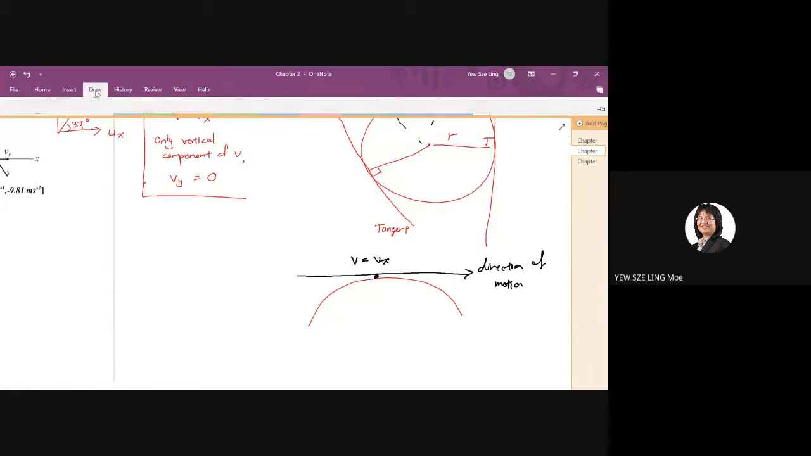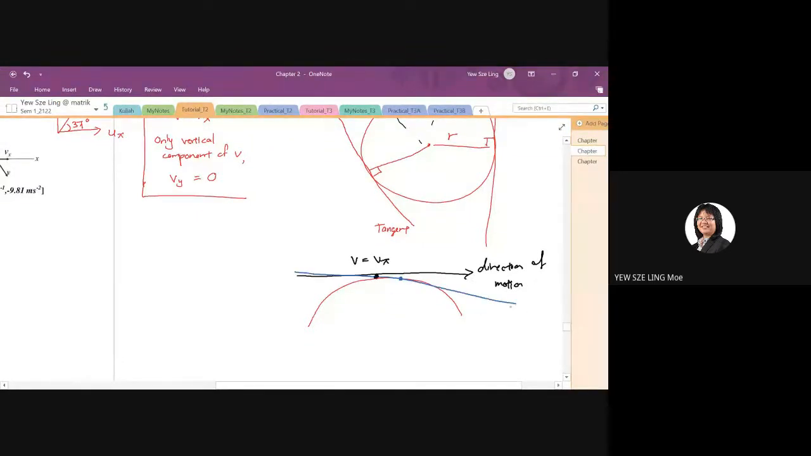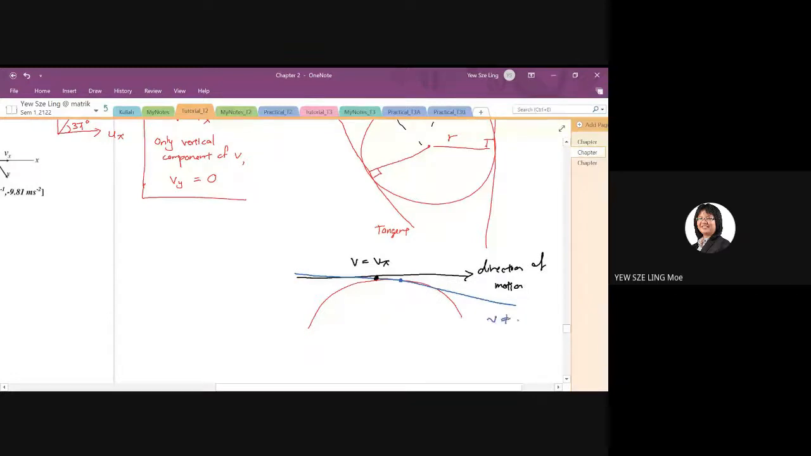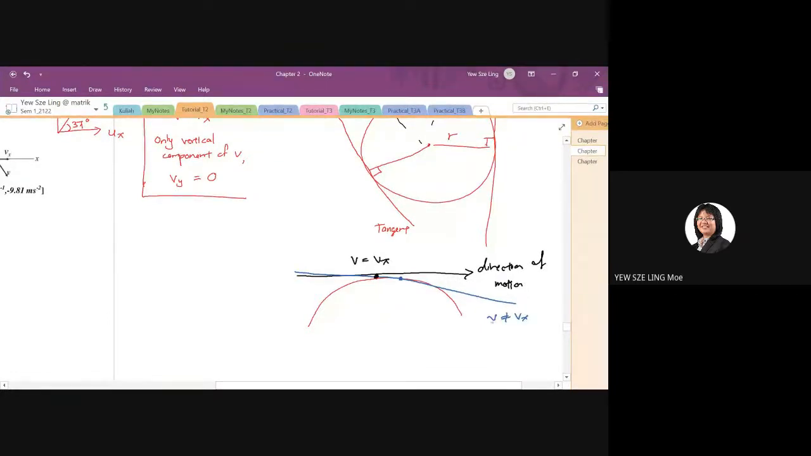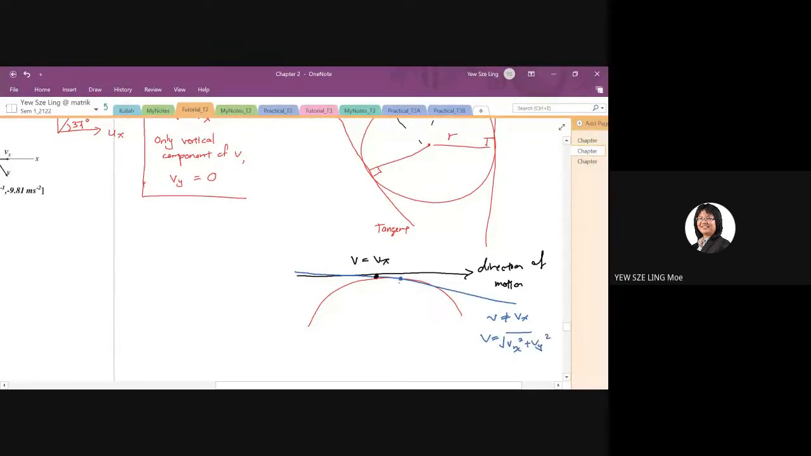If it moves a little bit, the direction will change. Let's say it drops a little bit. Now the direction of motion is slightly slanted, and V is no longer equal to Vx. Now you have to calculate the resultant, which is the square root of Vx squared plus Vy squared. This is the direction of V now. It's no longer lying on the x or y component, therefore you cannot assume V equals Vx.